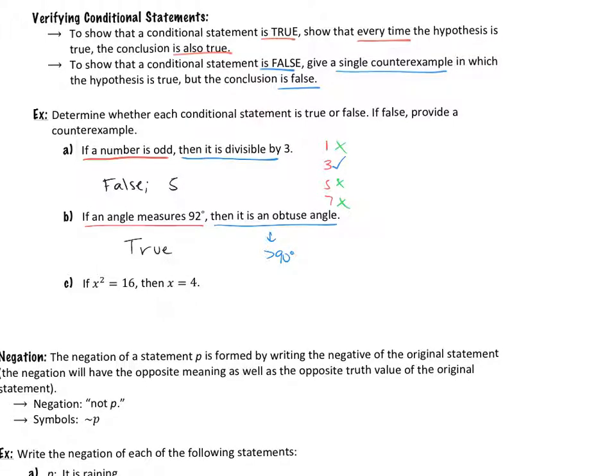For C, our hypothesis is if x squared equals 16, and our conclusion is then x equals 4. We might be inclined to say that this is true because the square root of 16 equals 4. But what about if x equals negative 4? Then what is x squared? Negative 4 times negative 4 equals positive 16. So I have a counterexample, so this statement must be false, and our counterexample is when x equals negative 4.